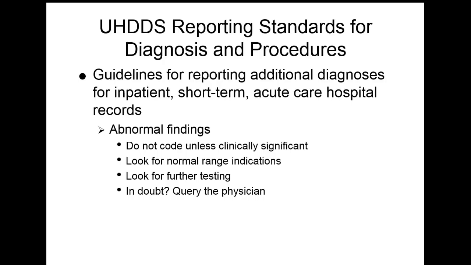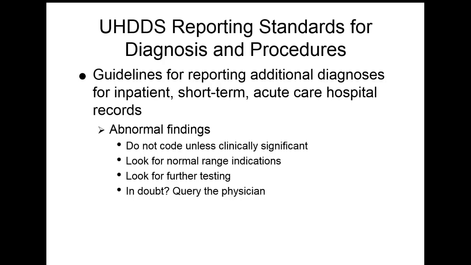Now, there is a little bit of an exception to that, and we'll talk about it more as well, and that is, let's say that the abnormal finding provides further specificity. Let's say that a physician diagnoses a patient with breast cancer, and when you read the pathology report, the pathologist tells you specifically what kind of breast cancer. You can code to that specificity.